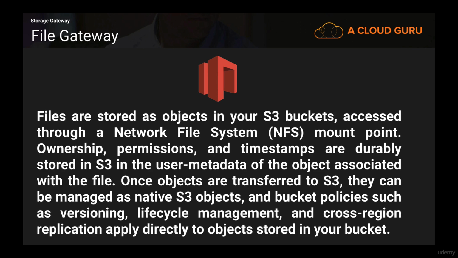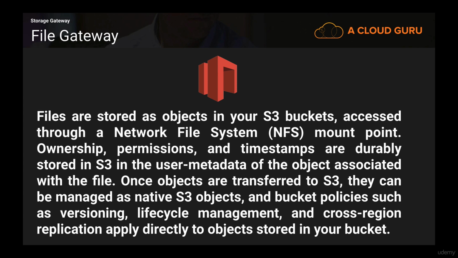Basically, files are stored in your S3 buckets, and they're accessed through an NFS mount point. Ownership permissions and timestamps are stored in S3, and the user metadata of the objects is associated with the file, so things like the file creation time, etc., the file type.